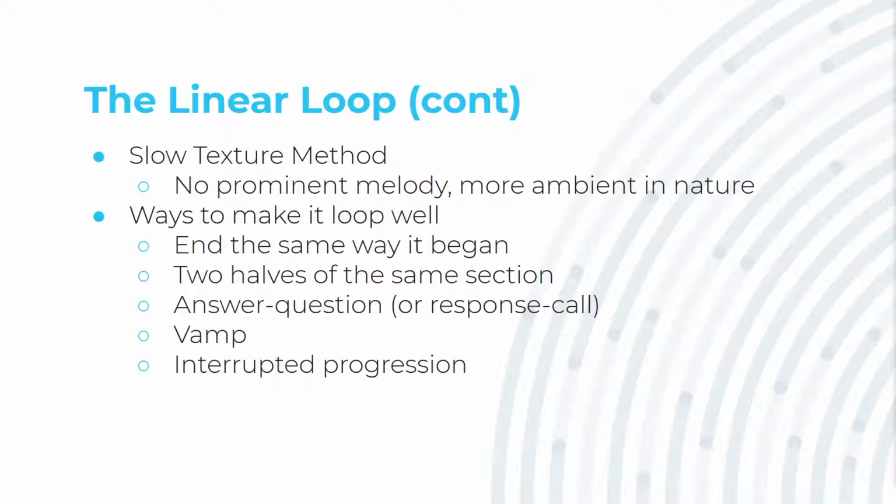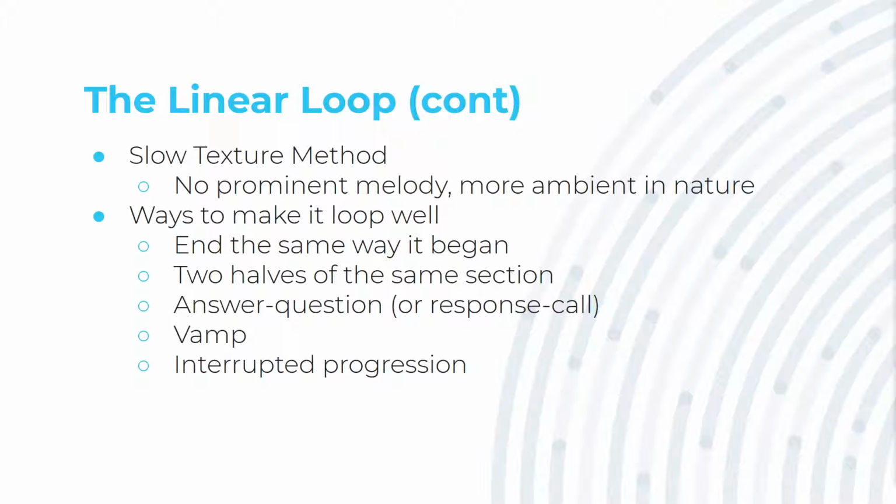All right, carrying on, we got the slow texture method of composing loops, which kind of relates to a few of the points on the last slide. It entails no prominent melody, and it relies on it being much more of an ambient piece, with chords kind of fading and swelling gently, with really gradual transitions between them. So it's great for building up an atmosphere, and it's also really great for repeating without the player noticing or getting annoyed.